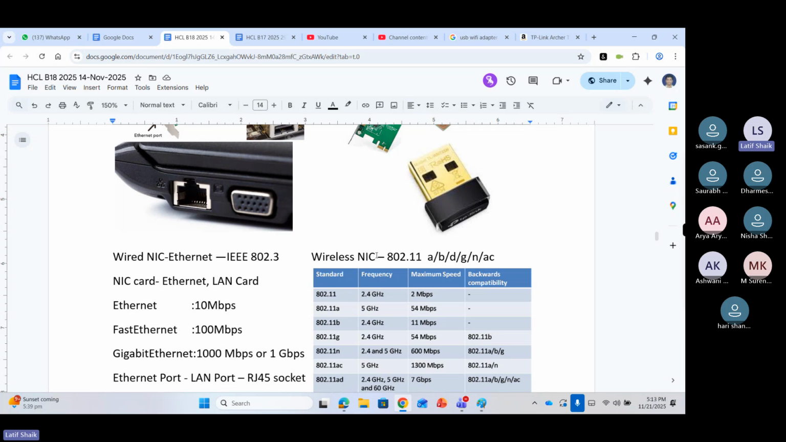802.11G, 802.11N, 802.11 AC, 802.11A, 802.11B, 802.11G, 802.11N, like that also it will show. It all depends upon the specifications.